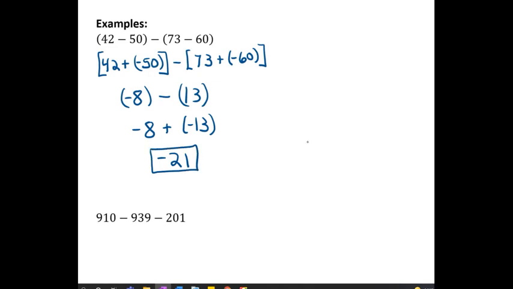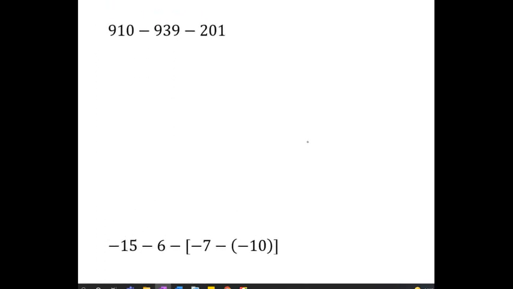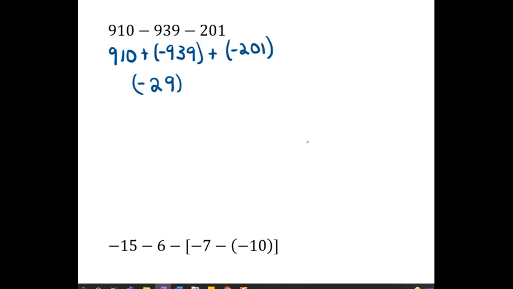So in this next example, we have some big numbers, but we're just going to, again, rewrite as adding the opposite. So now I have 910 plus a negative 939, and then plus a negative 201. So going from left to right, I'm going to take the difference between 910 and 939 to get 29, but I'm going to keep the sign of the bigger absolute value, which is negative.